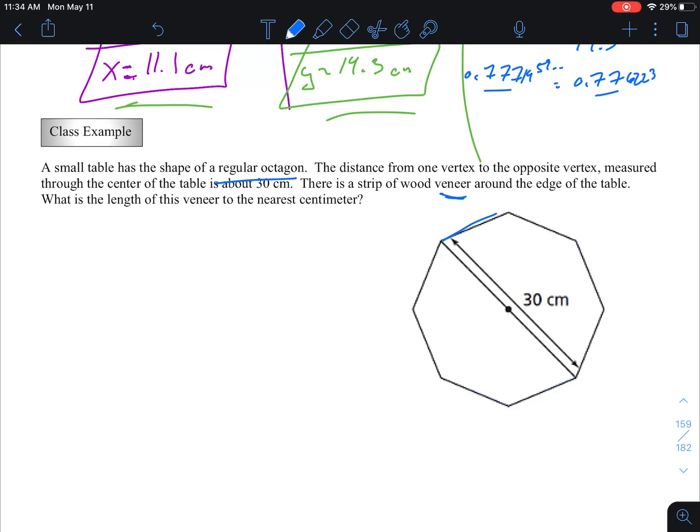First things first, we have to relate what's being asked to us to properties of shapes and relate it to math things that we know, right?